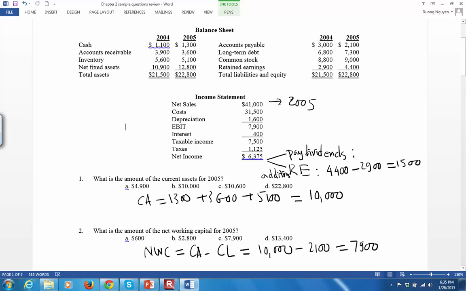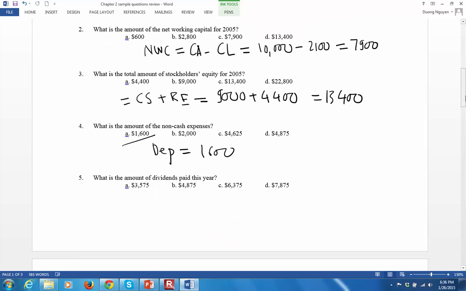So what it means is the dividend the company paid during the year would be equal to 6375 minus 1,500, and this is equal to 4875. So 4875 is the amount of dividends the company paid during the year. So the answer is B right here.